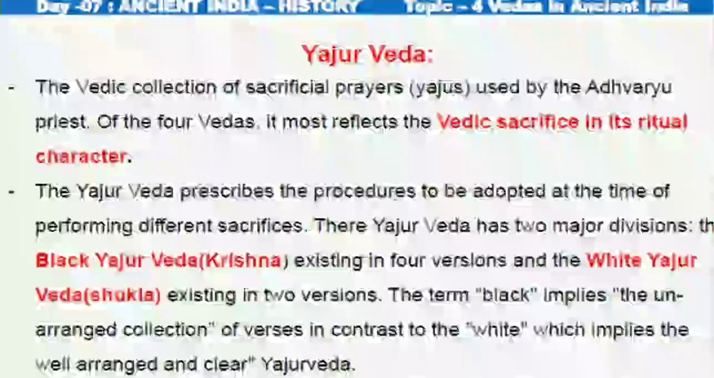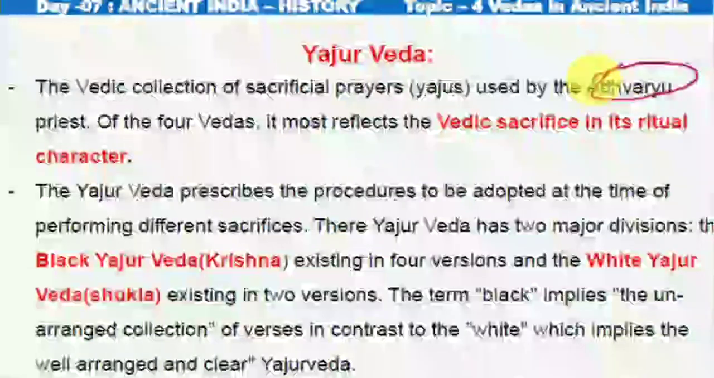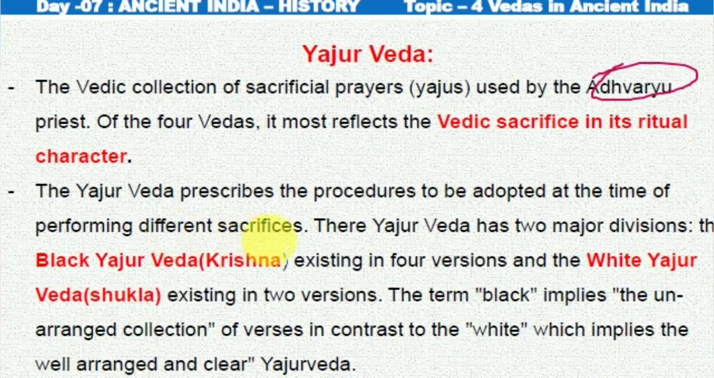Next, Yajur Veda, the second one, the Vedic collection of sacrificial prayers, that is Yajus, used by the Adhvaryu priest. The priests who followed the Yajur Veda in earlier times are known as Adhvaryu. Of the four Vedas, it most reflects the Vedic sacrifice in its ritual character. When there is the word ritual, it comes to Yajur Veda. The Yajur Veda prescribes the procedures to be adopted at the time of performing different sacrifices.